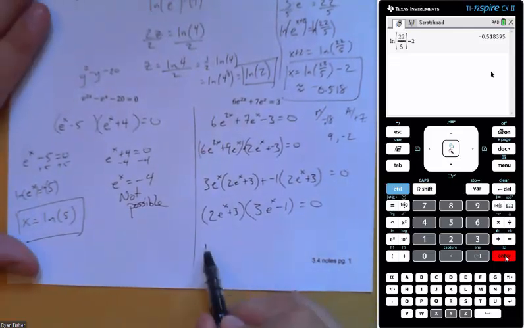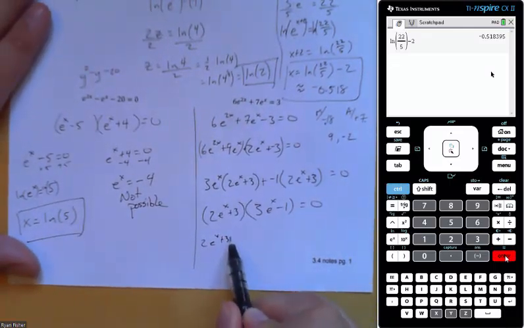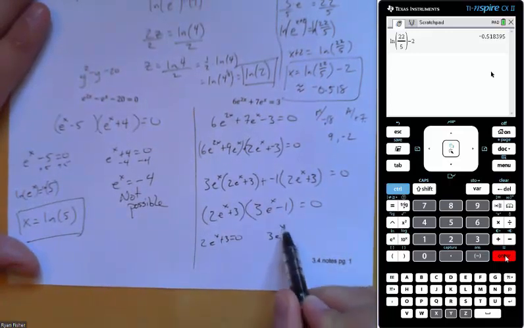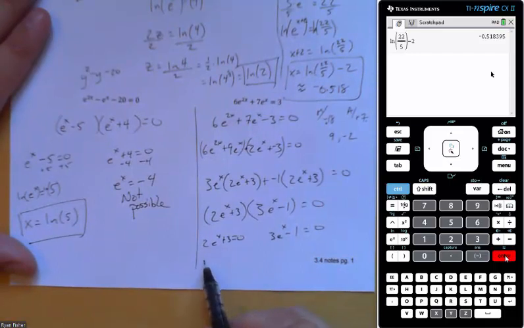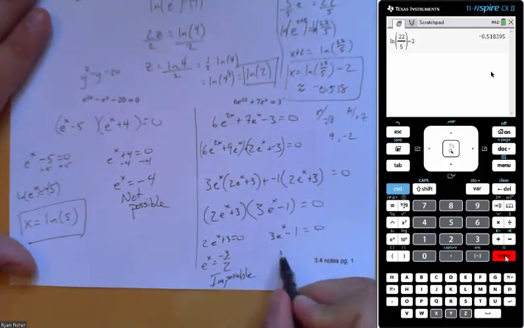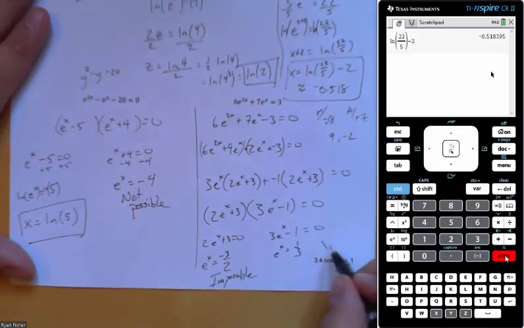So that tells me that 2e to the x plus 3 equals 0, or 3e to the x minus 1 equals 0. I can solve this. I get e to the x equals minus 3 halves, which is impossible. I get e to the x is equal to 1/3. So x is equal to the natural log of 1/3.